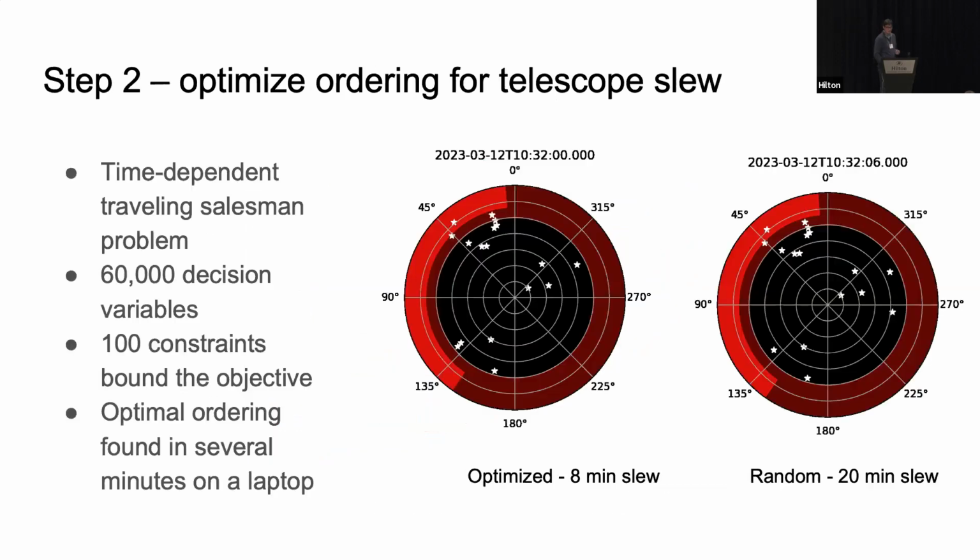So that's scheduling into quarter nights. And then step 2 is just optimizing for telescope slew. So this is a time-dependent traveling salesman problem. It has a different interlinear optimization, but Luke's figured out how to do this.